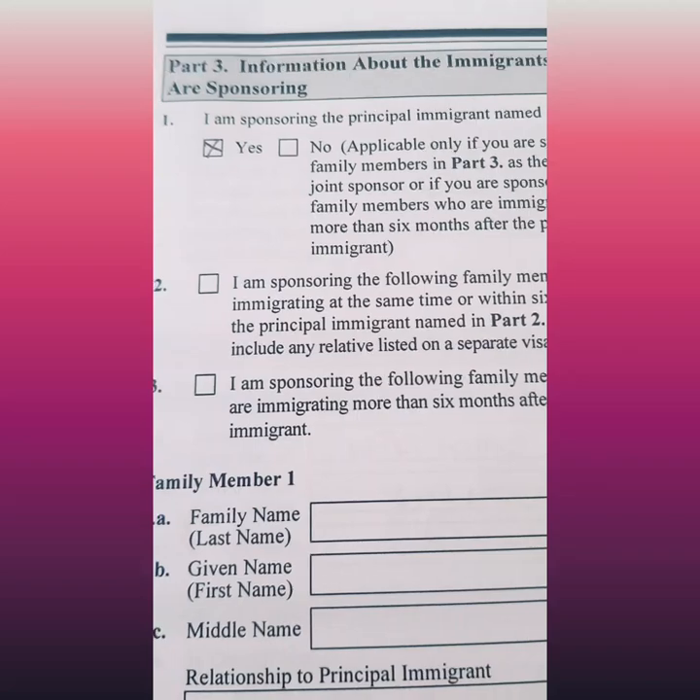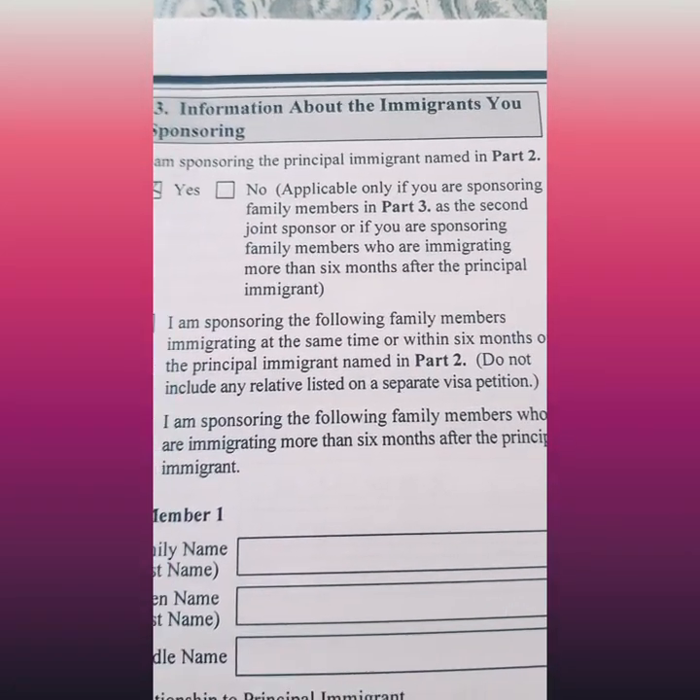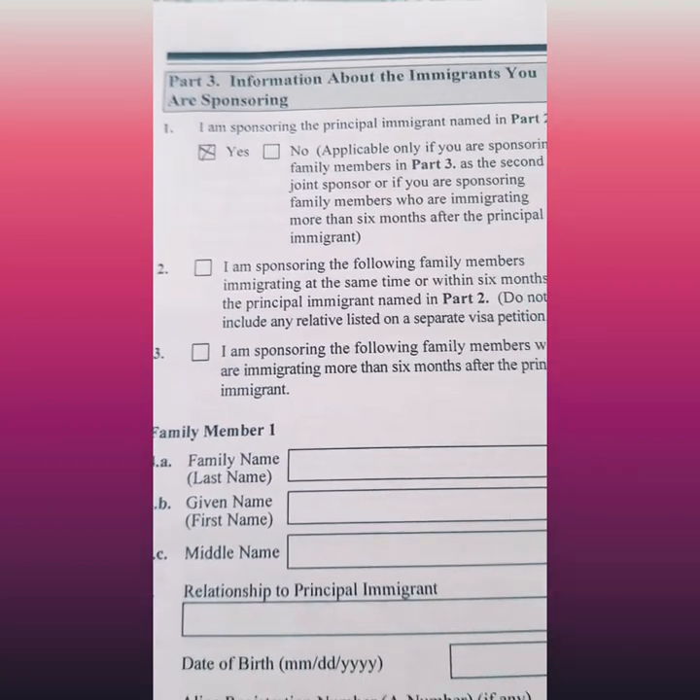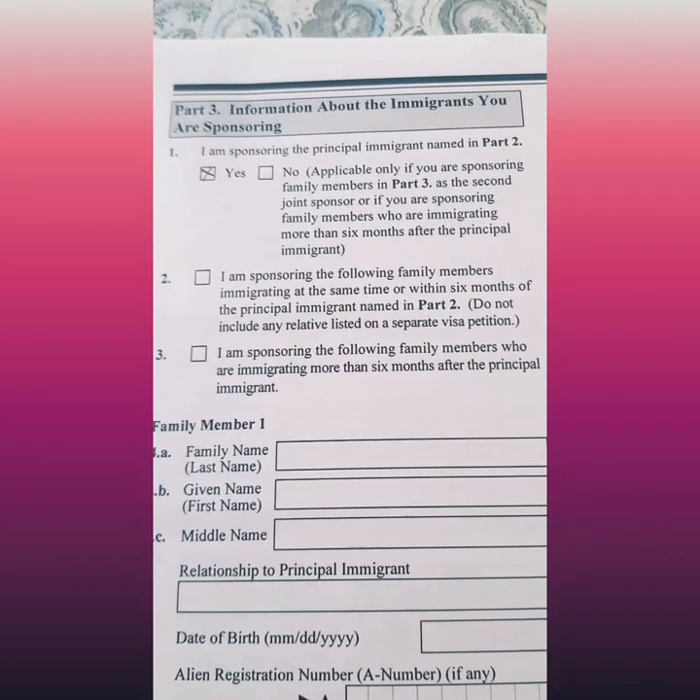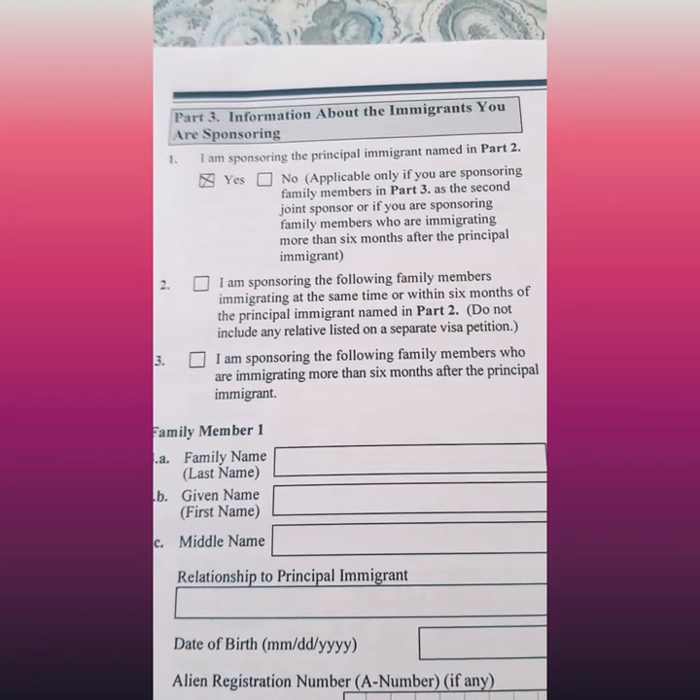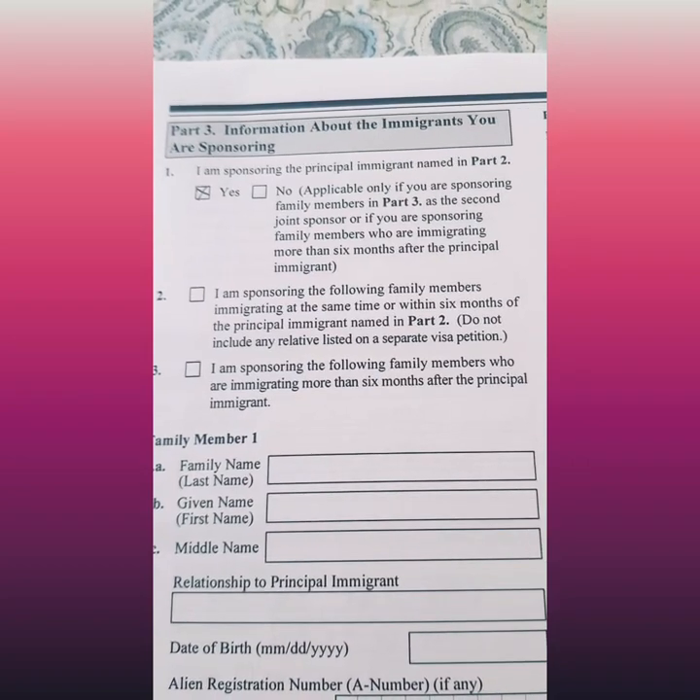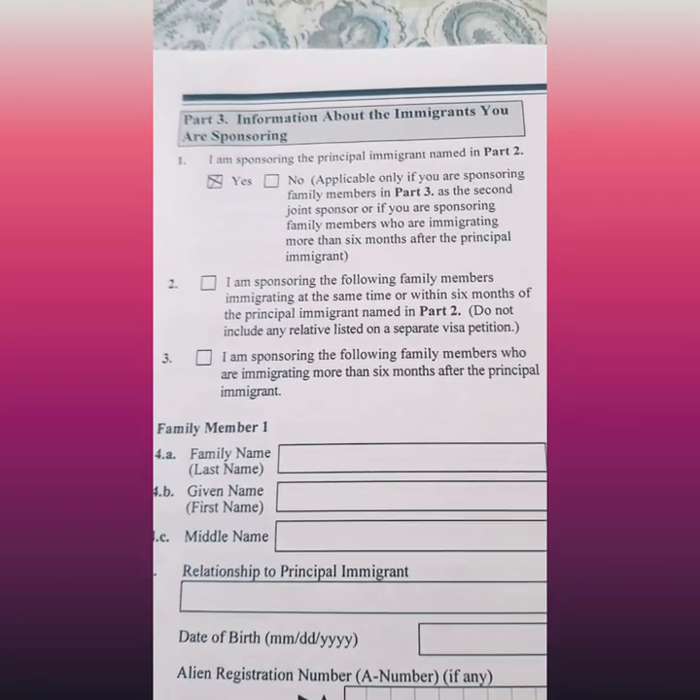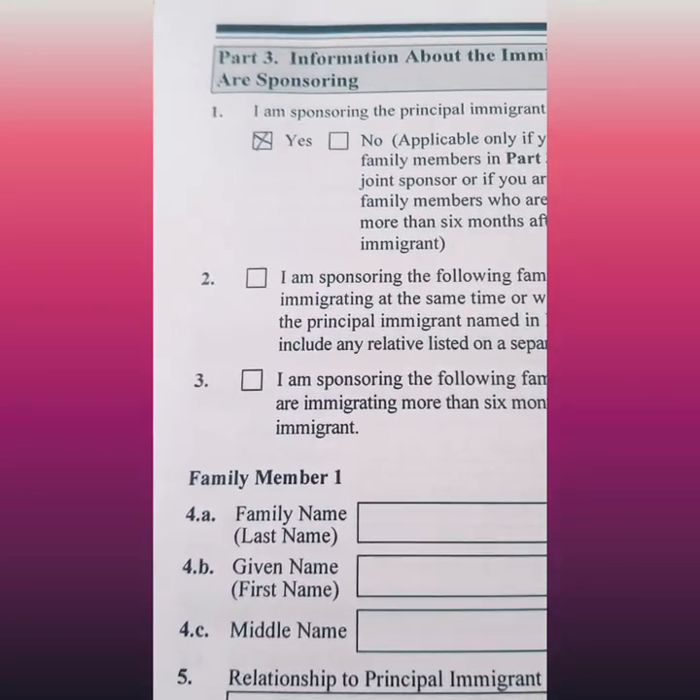Part 3 is talking about information about the immigrant you are sponsoring. So number 1 says, I am sponsoring the principal immigrant named in Part 2. So if the sponsoring immigrant's name is there in Part 2, you click yes. So the name is there, so we clicked yes.